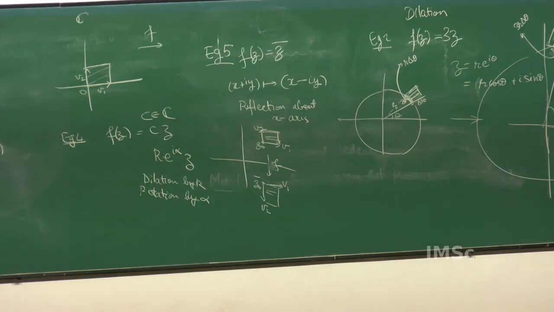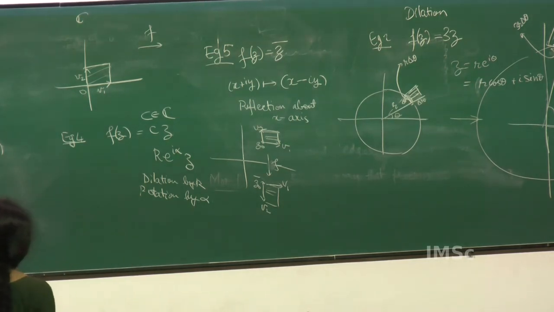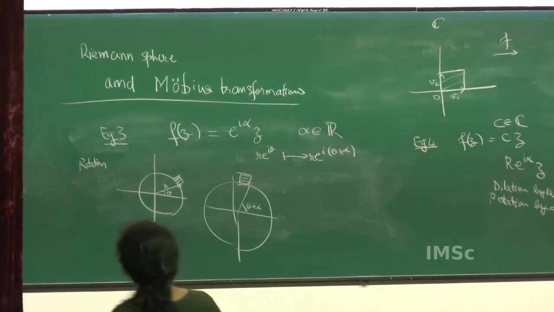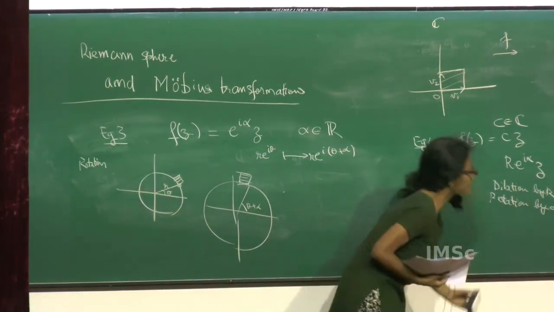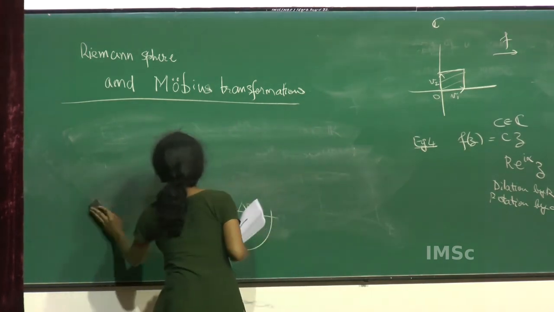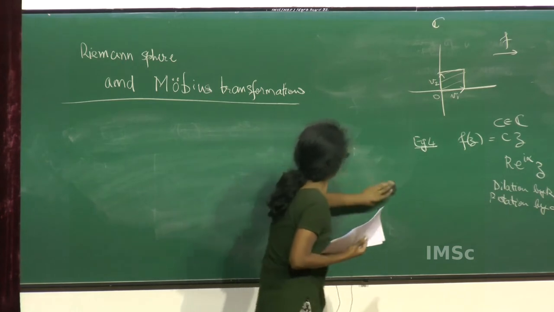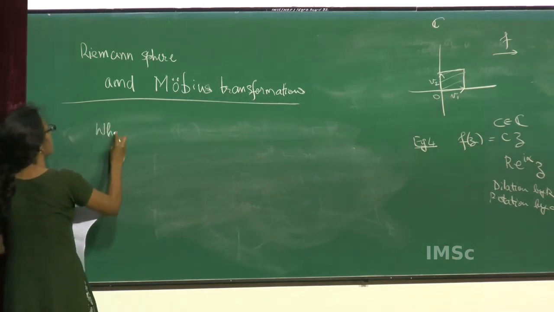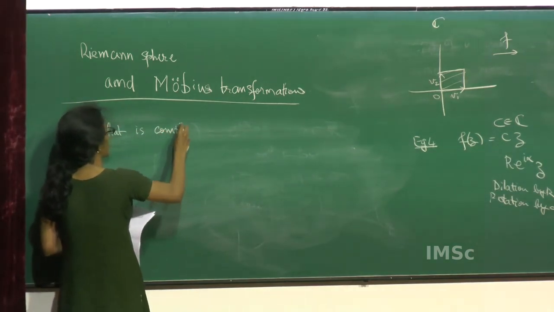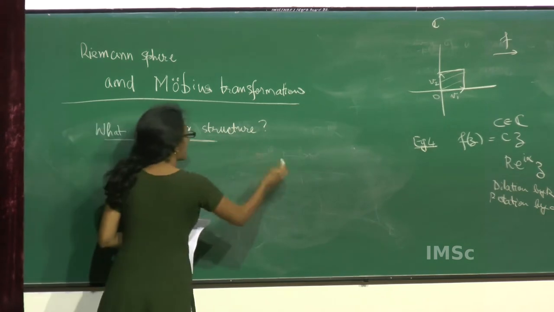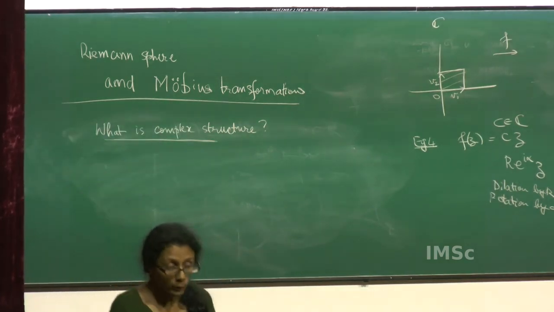So let's dig deeper. How do I specify such a thing? We have been somewhat vague in drawing these squares and all. So we need to properly formalize what is the structure that we are talking about. What is the complex structure? That's what I'm going to do in the next maybe 10 minutes. So I'm going to answer the question, what is a complex structure? And to answer this question, I'm going to use vector spaces.